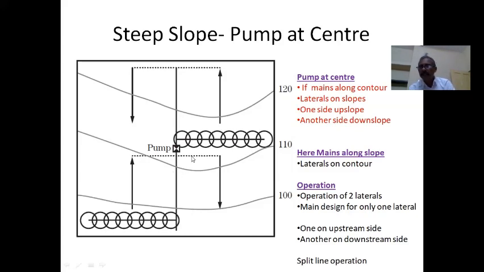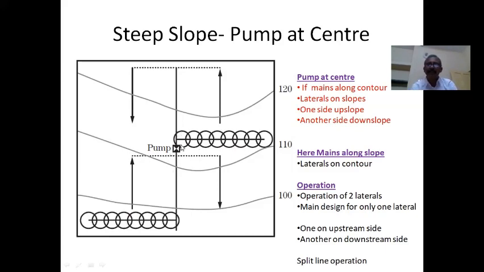Instead, in this image, the operation has been shown as one lateral operating on the upper side and one lateral operating on the downside. So what is the advantage of this kind of operation? When you are designing your main, if you design for one lateral discharge alone, then it is enough. Then you will get a smaller pipe section, then it becomes economical. On the other side also, you will get a one lateral discharge design.